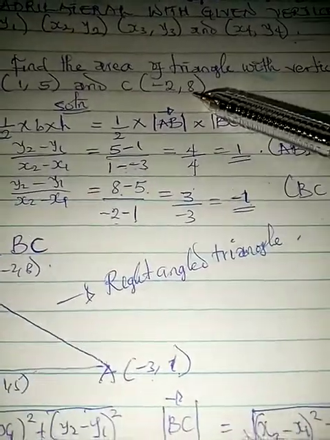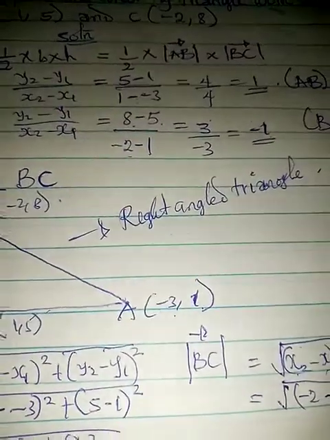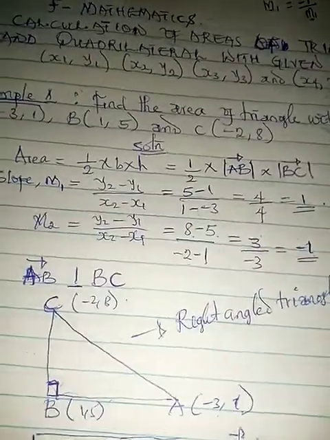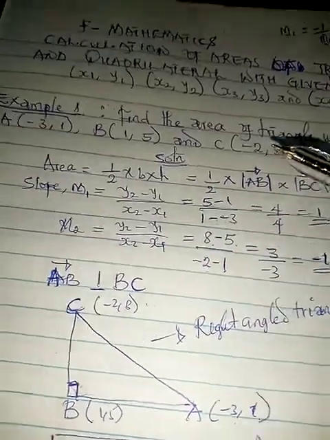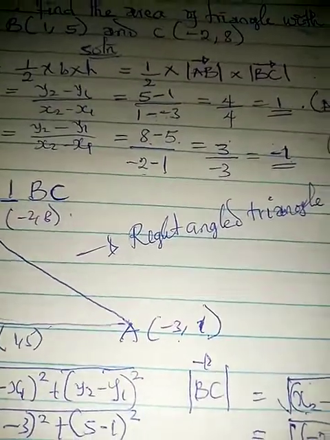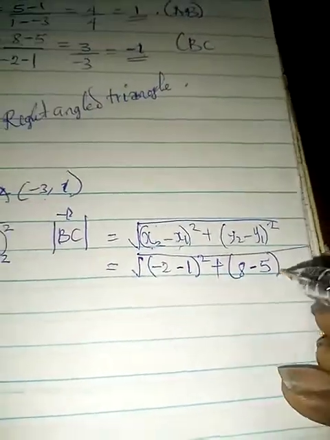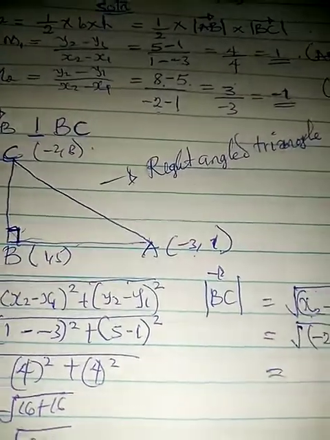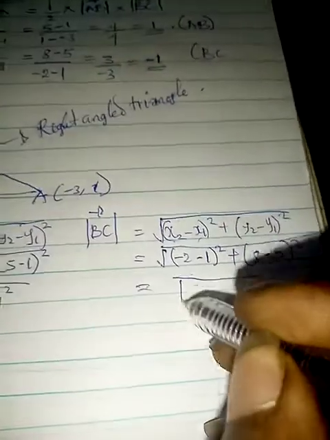y2 is 8. Then minus what is y1? What is y1? y1 is 5. Okay, you can see all square. Yes, so you have to know what you are doing so that you will not go and make any mistake.